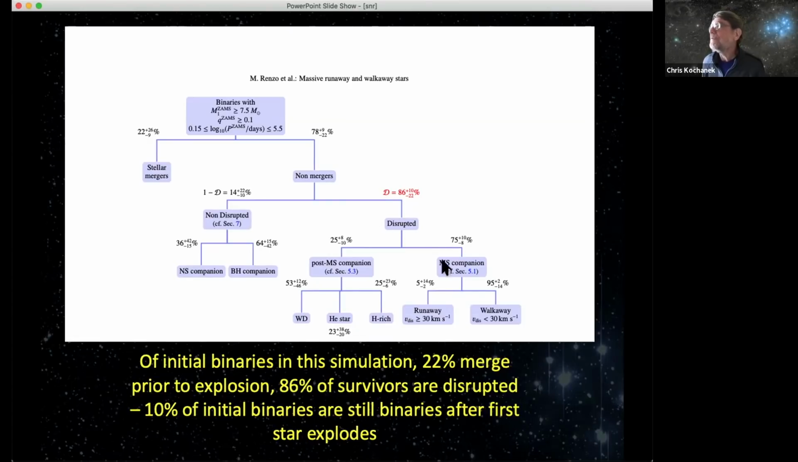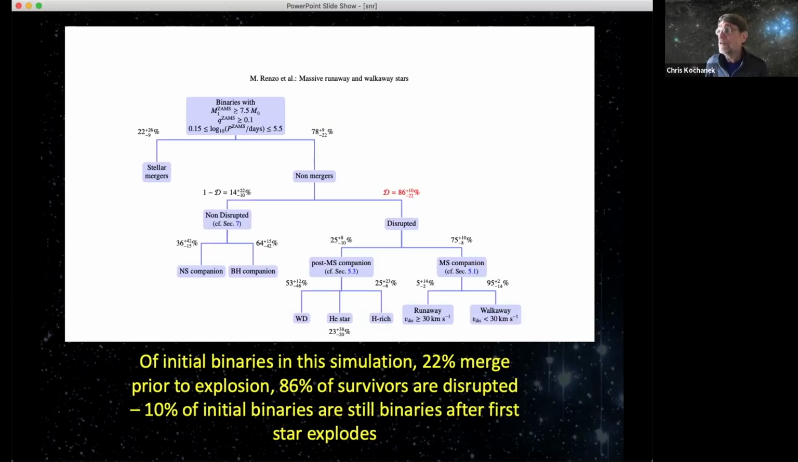And then if it's broken up, about 3/4 of the time, the companion that's drifting away is a main sequence star. And this is the focus of their paper, that most of them are moving less than 30 kilometers per second. And then some of them have post-main sequence, ranging from various degrees of stripping all the way down to being a white dwarf. But the main point is if you just look at the big picture, in this case, 22% merge prior to the explosion, 86% of the binaries which survive are disrupted, and only 10% of the initial binaries are still binaries after the first star explodes.